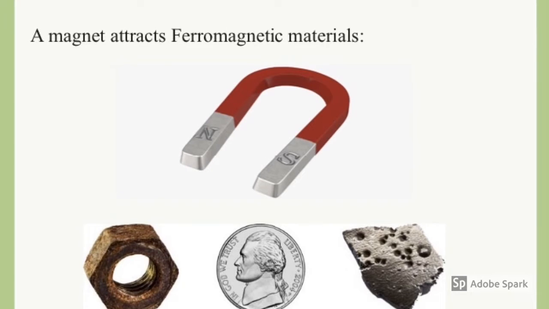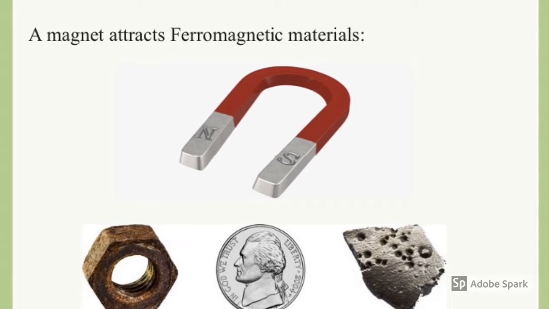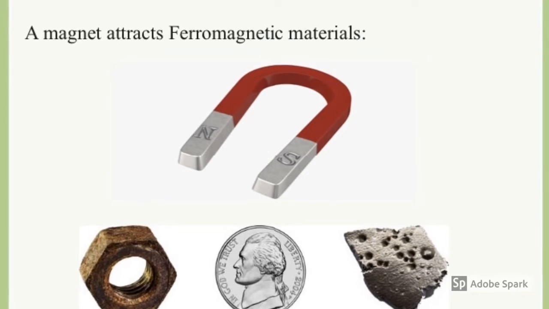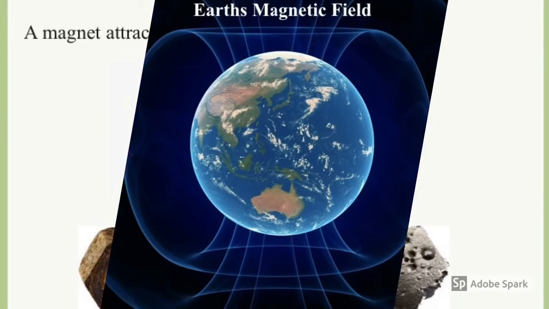Every magnet has a north and south pole. As you can see on the screen, the magnet is labelled with north and south. Opposite poles will attract and the same poles will repel. For example, two magnets with north and north pole will repel.